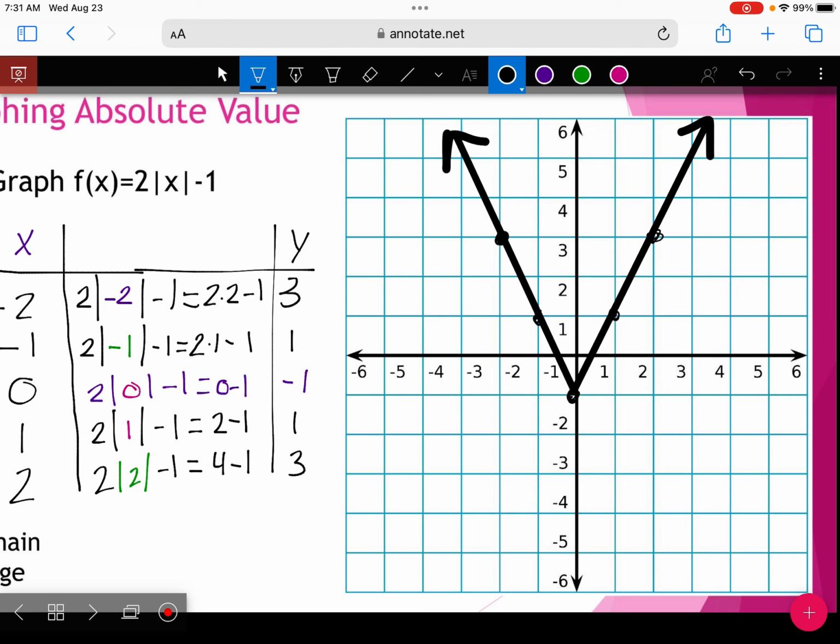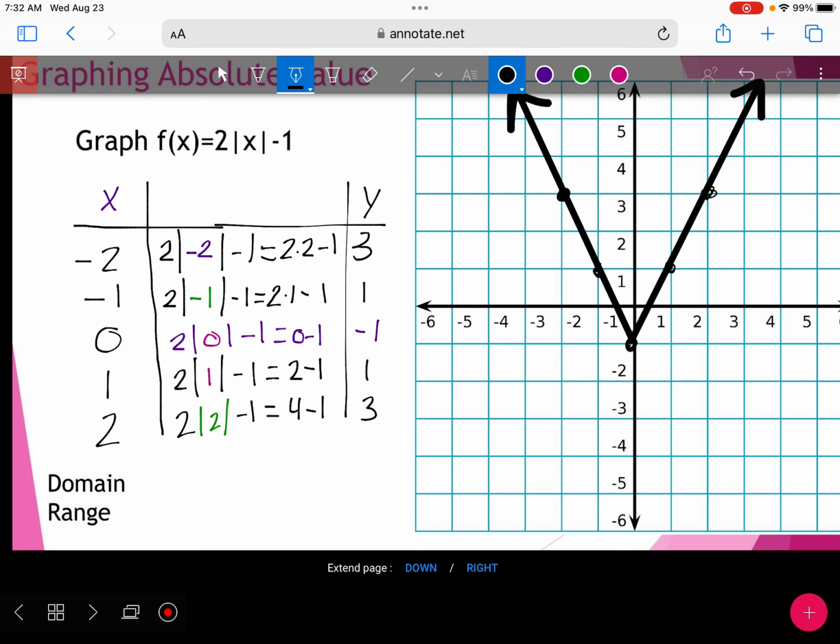So let's talk our domain on here. What's the domain for this function? All real numbers. It goes from all the way to the left to all the way to the right. All real.